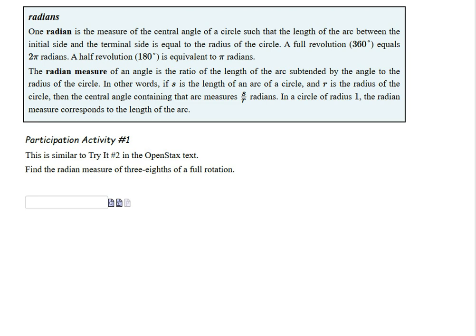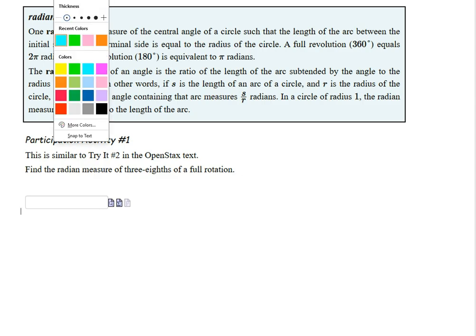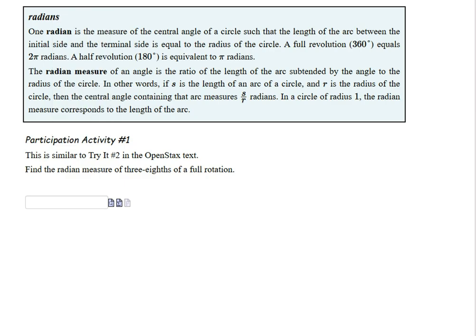Okay, participation activity 1 wants you to find the radian measure of 3/8 of a full rotation. All right, let's go back to the definition of radians. It says up here, 1 radian is the measure of the central angle of a circle such that the length of the arc between the initial side and the terminal side. Okay, let's start with that right there.